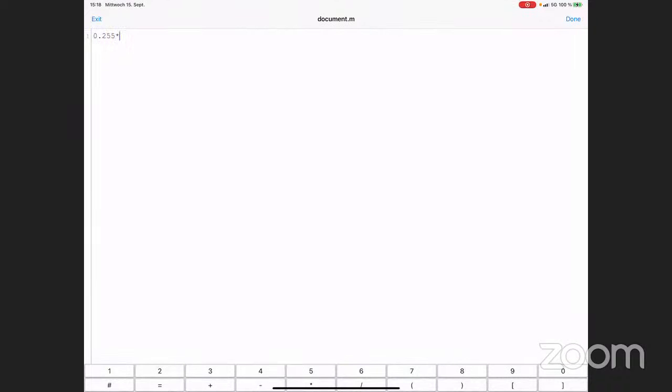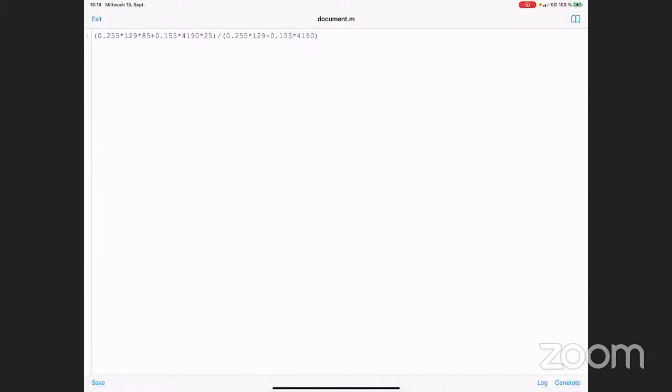0.255 times 129 times 85, right? And plus 0.155 times 4190 times 25, right? And divided by 0.255 times 129 and plus 0.155 times 4190, right? And let's make the computation.